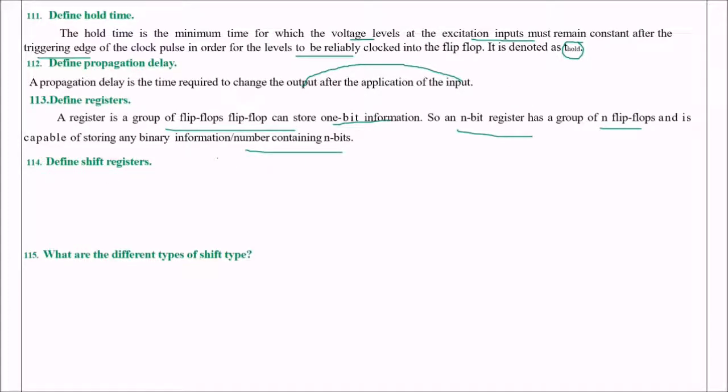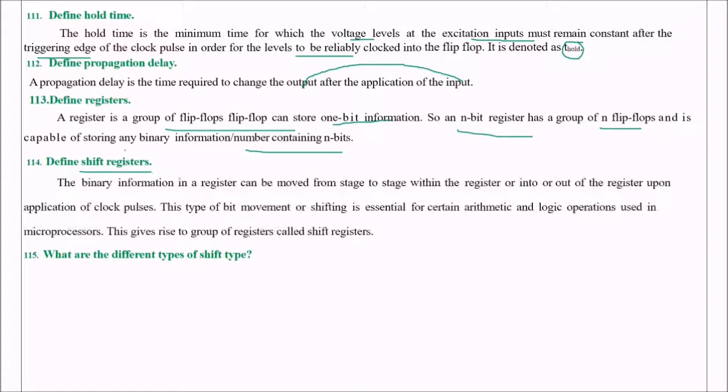Define the shift registers. The binary information in a register can be moved from stage to stage within the register or out of the register upon application of a clock pulse. This type of bit movement or shifting is essential for certain arithmetic logic operations used in microprocessors. So this gives rise to a group of registers called shift registers, which give you the possibility to shift the values in the register.